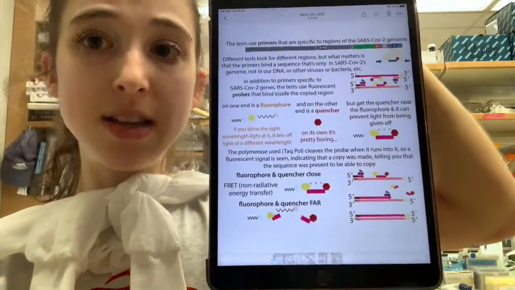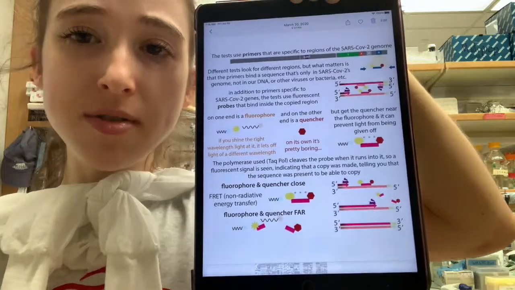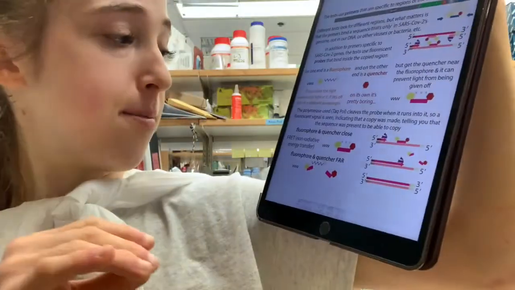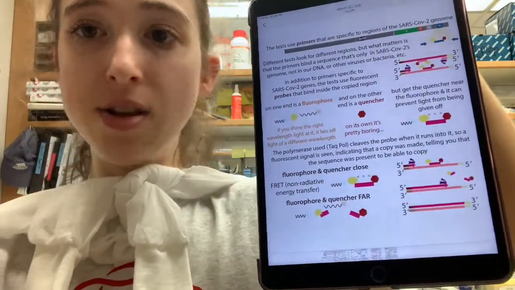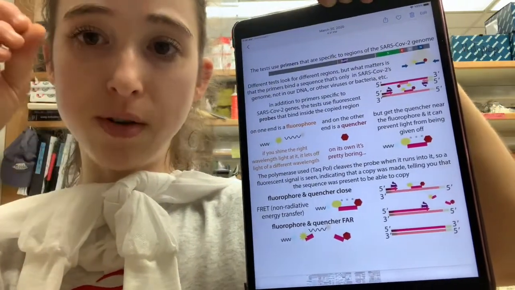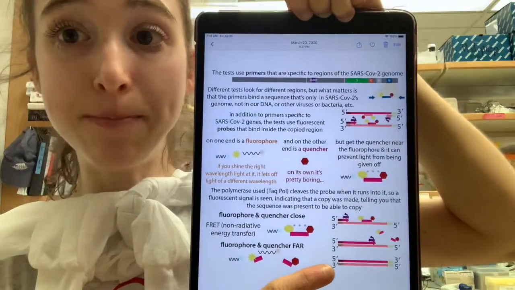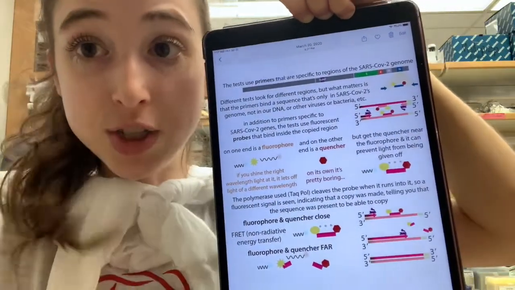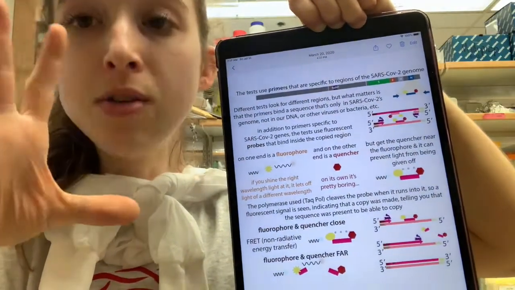But this quencher's there, and it's like, hey, I want that energy. And so through this thing called FRET, this non-radiative energy transfer, so non-radiative like non-light, this is a non-light energy transfer. The quencher kind of steals the energy before the fluorophore can release it as light. But it's distance dependent. So this can only happen when the fluorophore and the quencher are close together. When they're far apart, you don't get that.